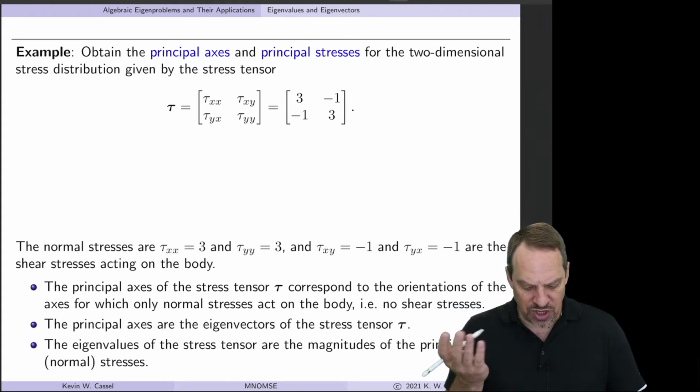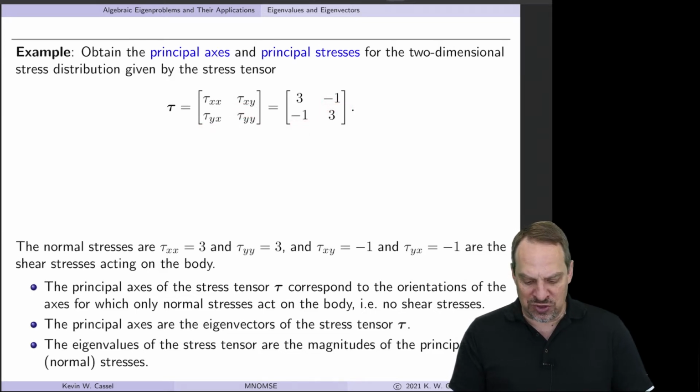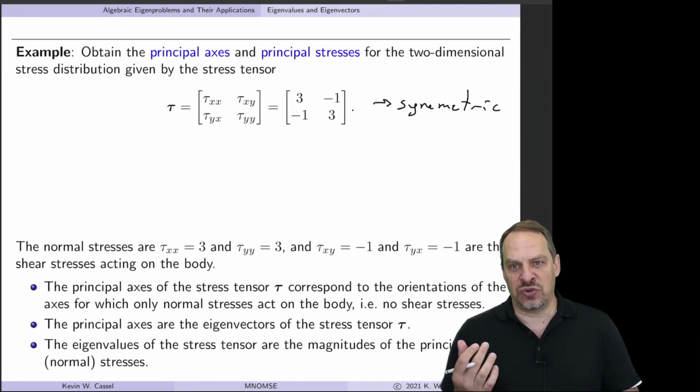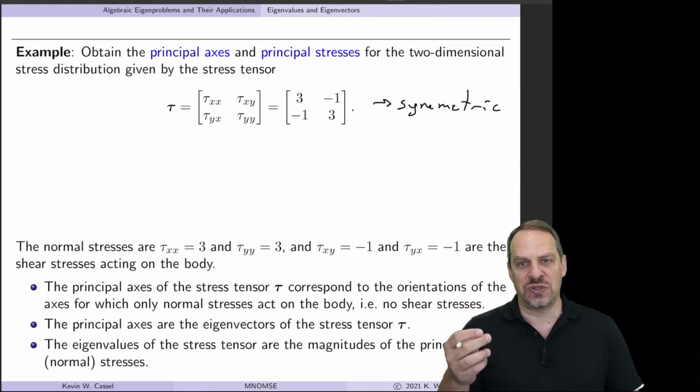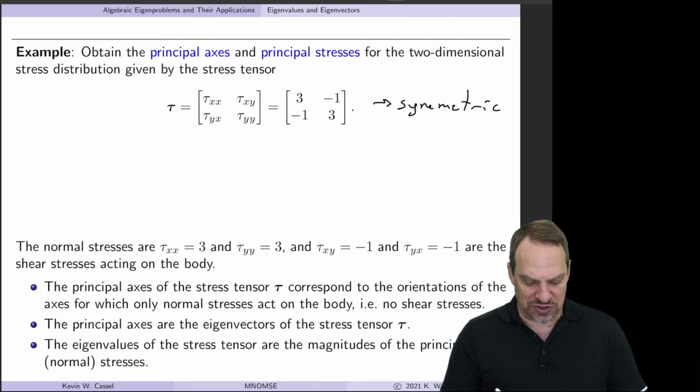All right, so we're given a stress tensor, 2 by 2, and they are such that tau xx is 3, tau yy is 3, tau xy is -1, and tau yx is -1. Now the first thing you'll notice about this is that our stress tensor is symmetric. And it turns out that that is always true because of certain physical requirements. So we won't get into that right now because that's beyond the scope of what we're interested in now. But it is symmetric, and it's symmetric for physical reasons.